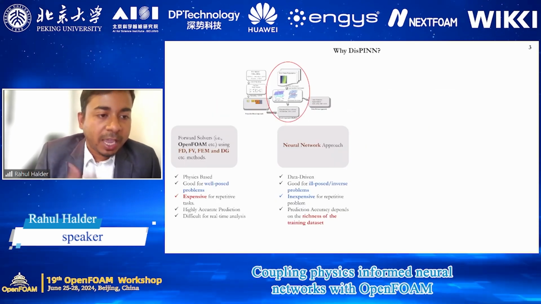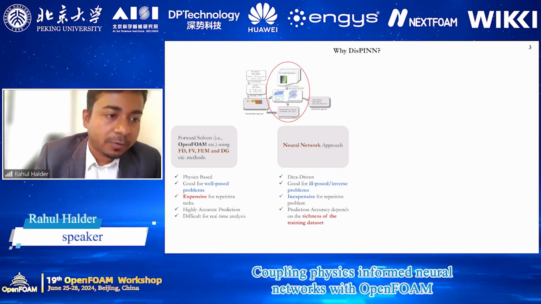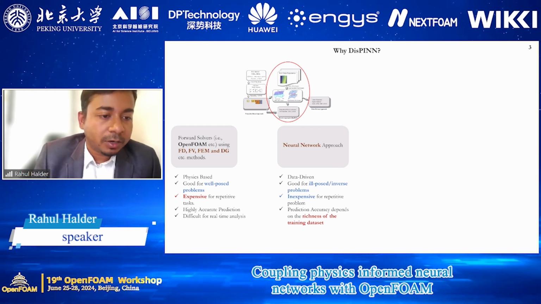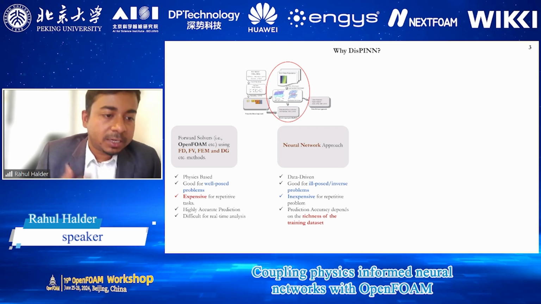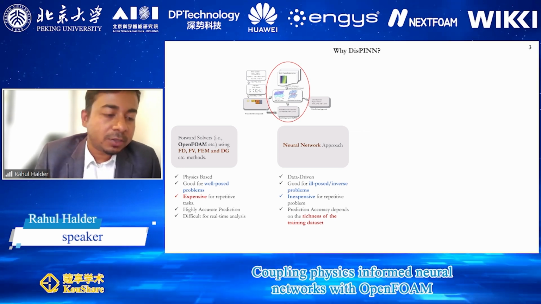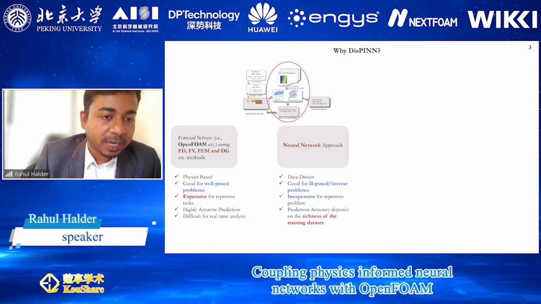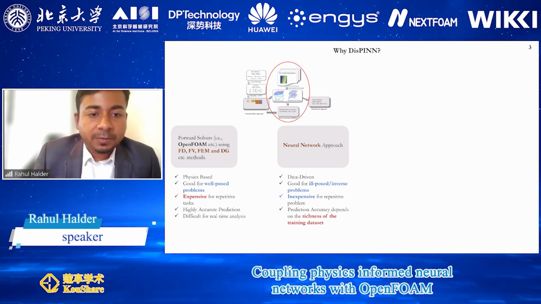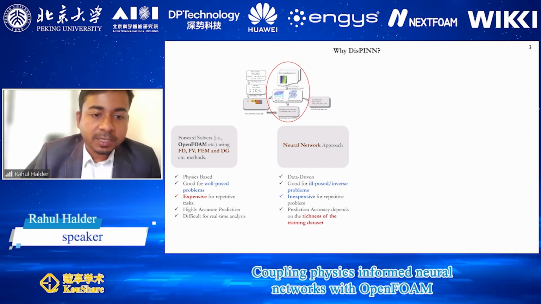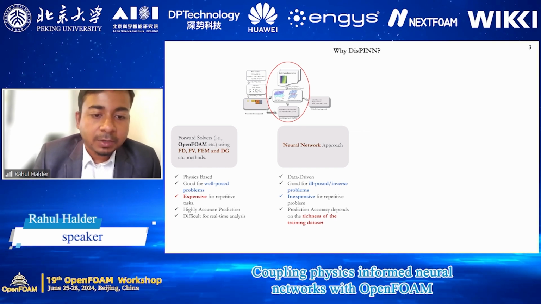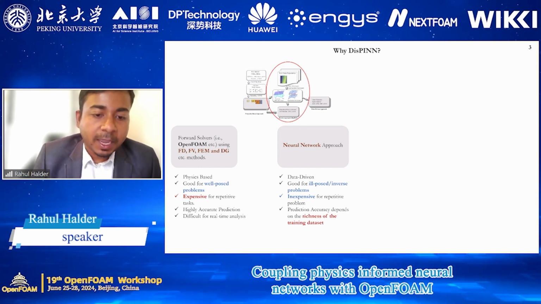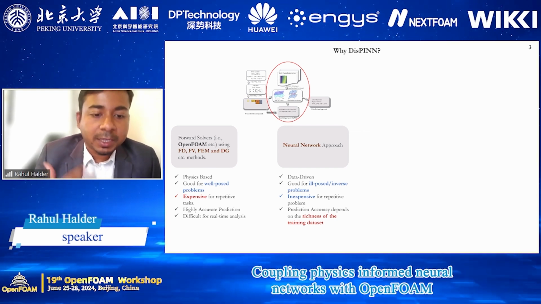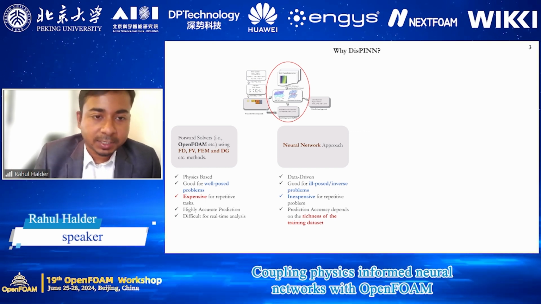We have several benefits for forward solvers like OpenFOAM. First of all, they are physics based. They are good for well-posed problems, but they pose some issues when we need to use them for repetitive tasks like design or control. On the other hand, neural network based or deep learning based approaches are data driven, good for ill-posed or inverse problems, and for repetitive tasks they can quickly do your job. But their accuracy depends on the richness of the training data set.